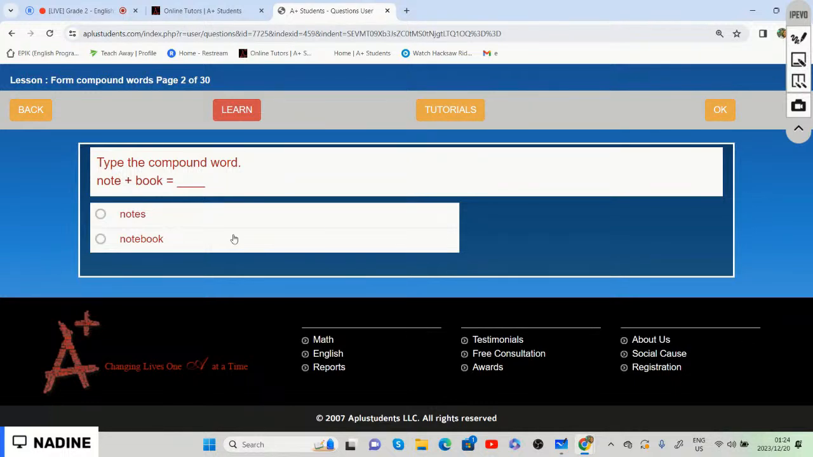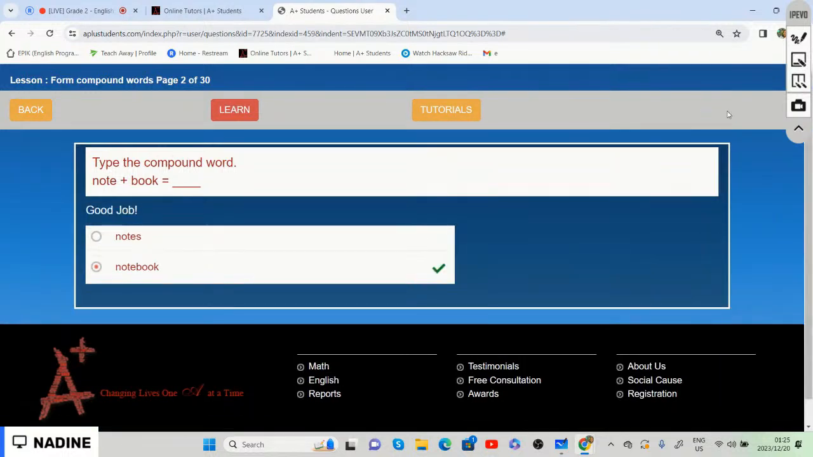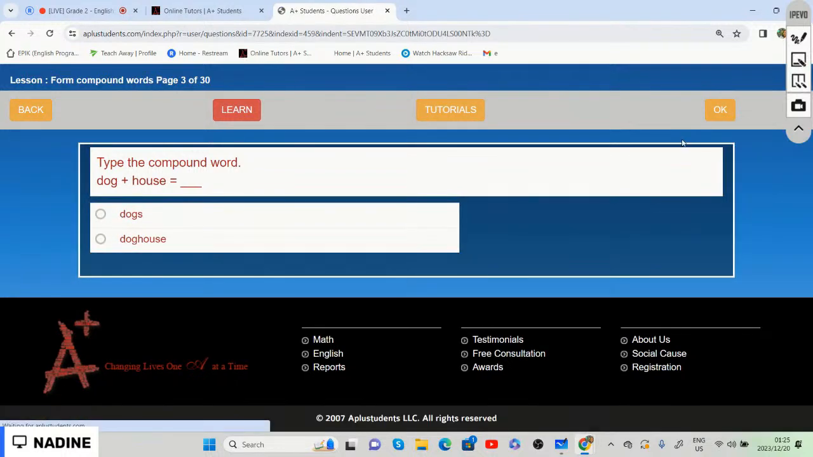And if we find or type the compound word from the two words, which is note and book, then we can say our compound word is notebook. So notebook is our compound word.